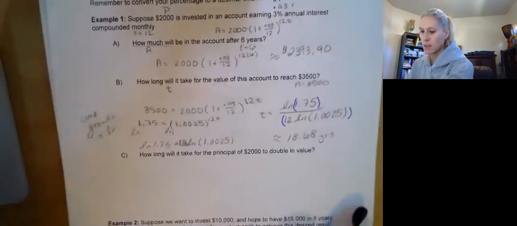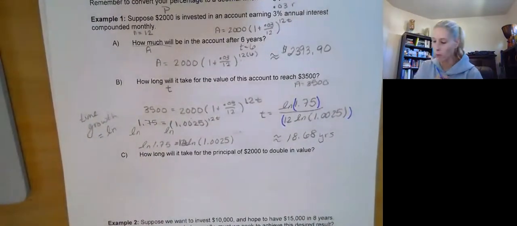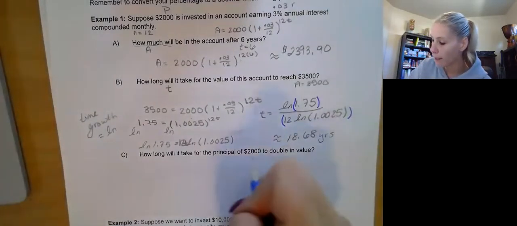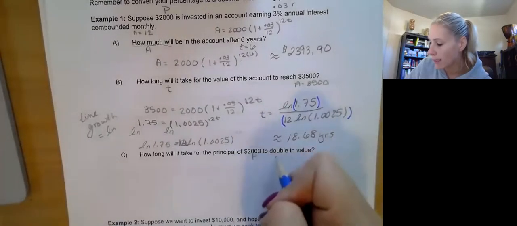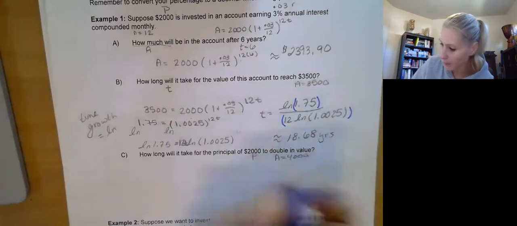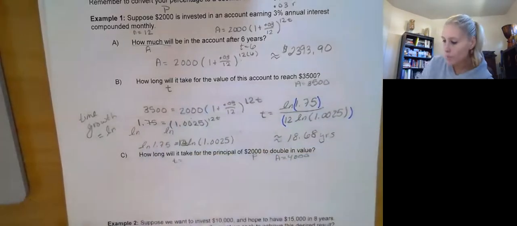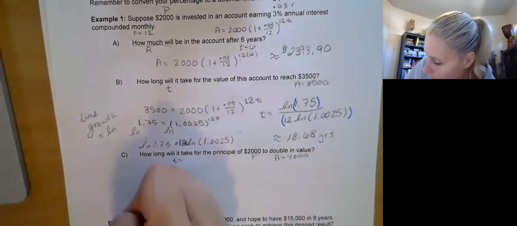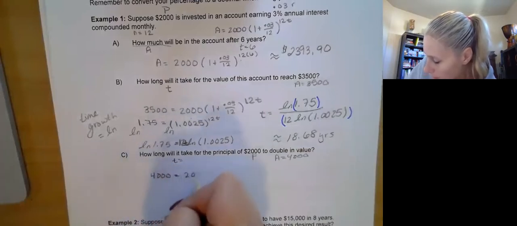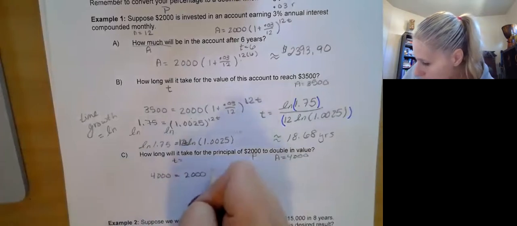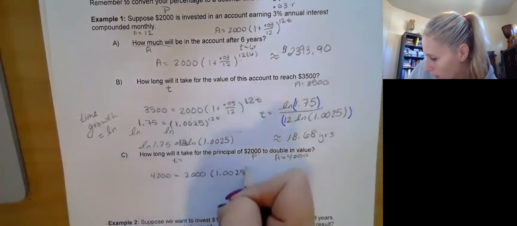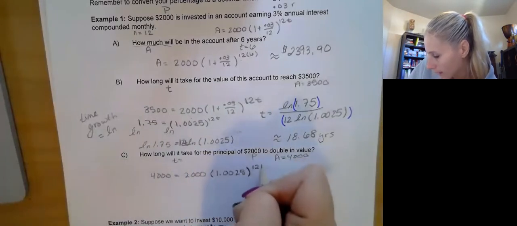Perfect. Okay, great thing is we're still dealing with the same problem, right? How long will it take the principal of 2,000 to double? So this is a little bit different, right? This is still our P, but double means the A has to be double that, which is 4,000, okay? And we're solving for t, which means, let me set this up. We have 4,000 equals 2,000 times, I'm just going to put the 1.0025 in there because we know that from the problem before, to the 12t.